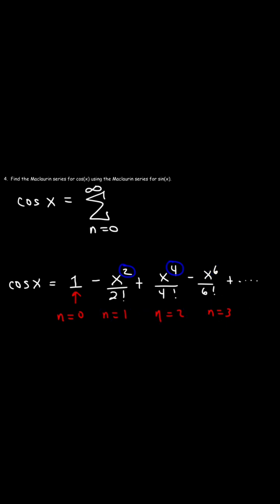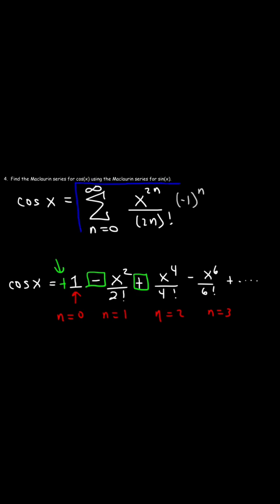So therefore, this is going to be x raised to the 2n divided by 2n factorial. The last thing that we need to talk about are the alternating signs. So the first sign is positive. So just like before, we're going to use -1 to the n power. So this is the Maclaurin series for cosine x.